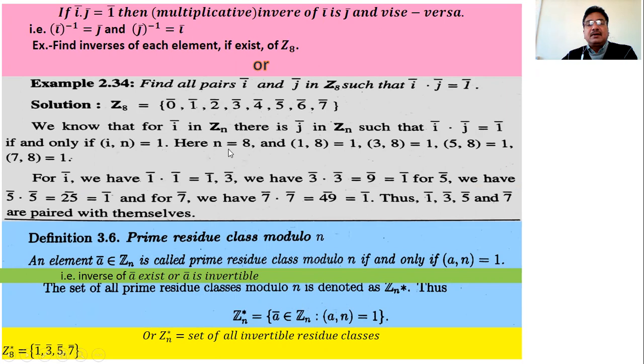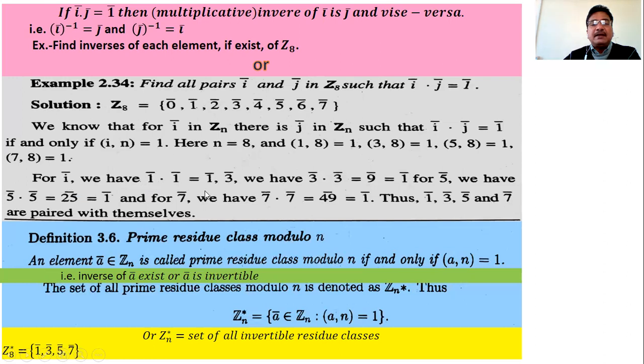So here N is 8, and the greatest common divisor of 1 and 8 is 1. Therefore, the inverse of 1 exists. The greatest common divisor of 2 and 8 is not 1. The greatest common divisor of 3 and 8 is 1. Therefore, the inverse of 3 bar exists. The greatest common divisor of 4 and 8 is not 1. For 5 and 8 it is 1, and therefore the inverse of 5 bar exists. The greatest common divisor of 6 and 8 is not 1, but for 7 and 8 it is 1.